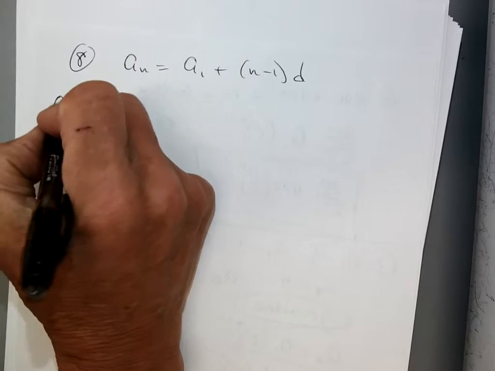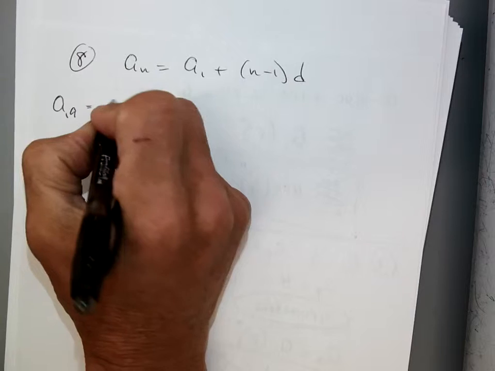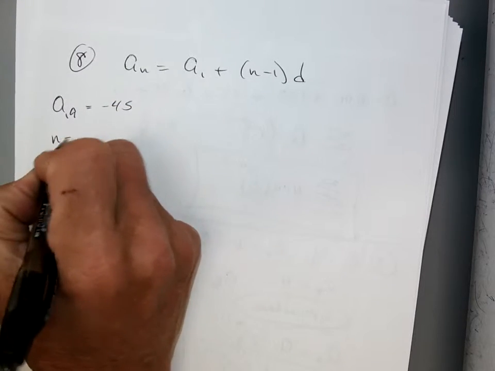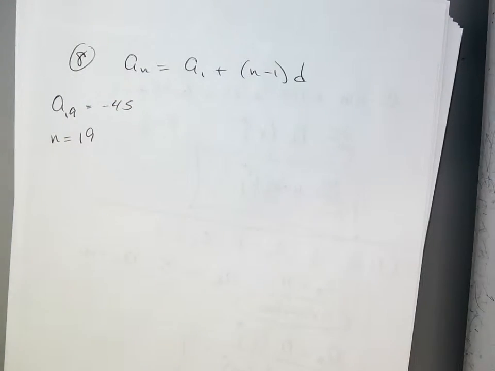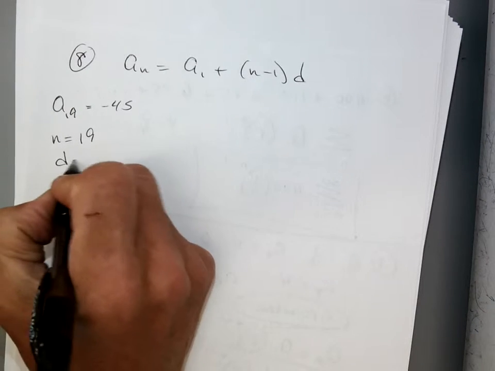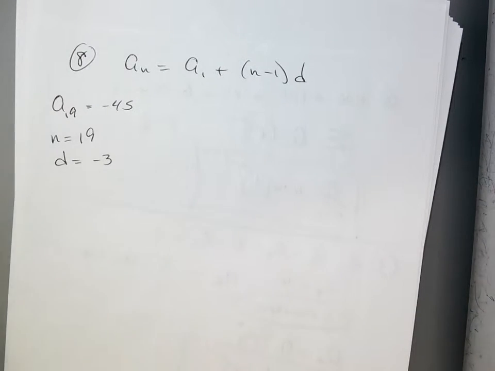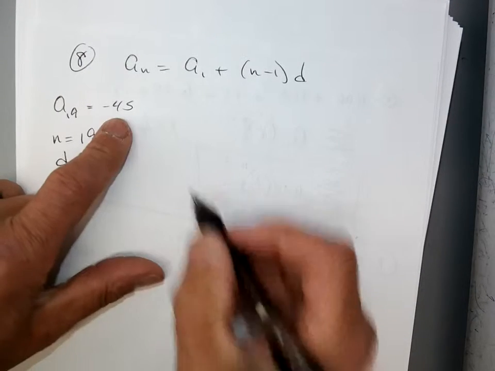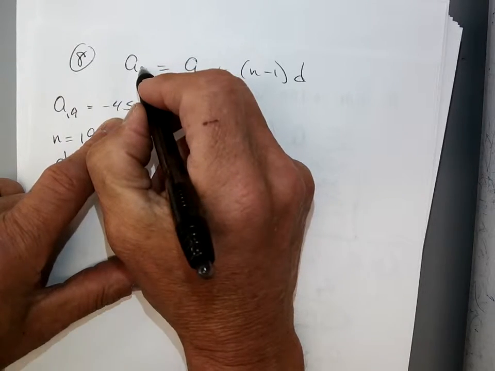A19 is negative 45. That means n's got to be 19, right? It tells me the difference. D is negative 3, okay? So I'm going to plug everything in where it belongs, and then I'm going to solve for A1. So, negative 45 goes there if that's the 19th term.